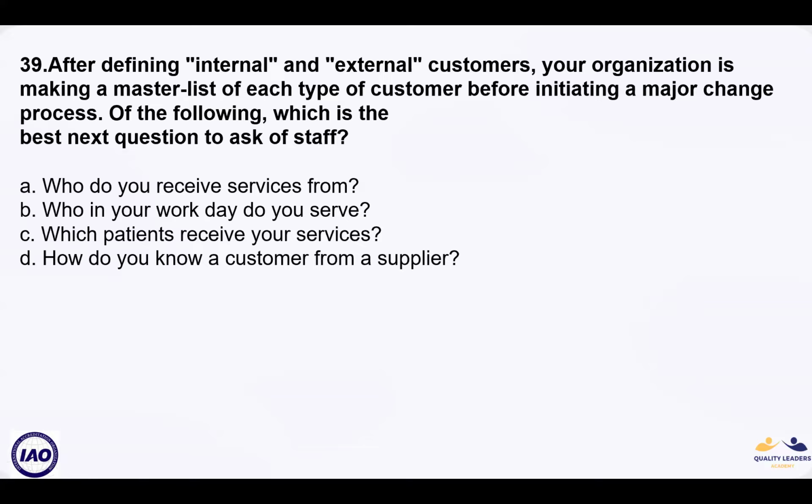We all know who is a customer. A customer is a person who receives your service. Supplier means the person who gives you something. Okay. Option A: Who do you receive services from? Means who are your suppliers? Here they are preparing the master list of the customers. They are not preparing the master list of suppliers. So this is not the right answer.